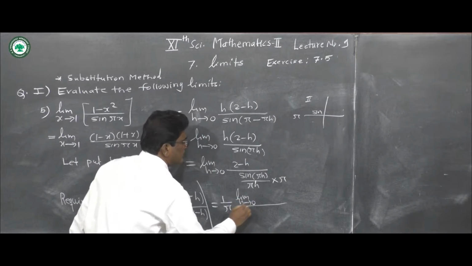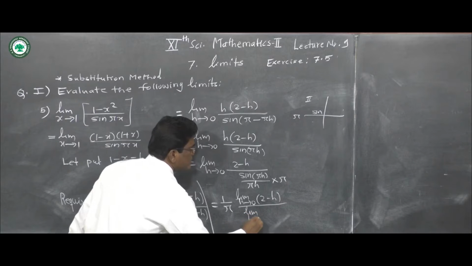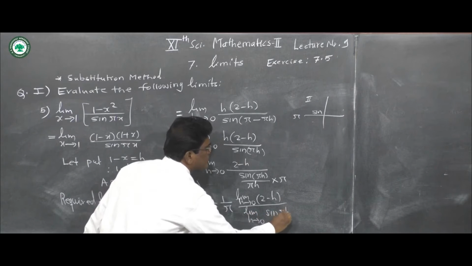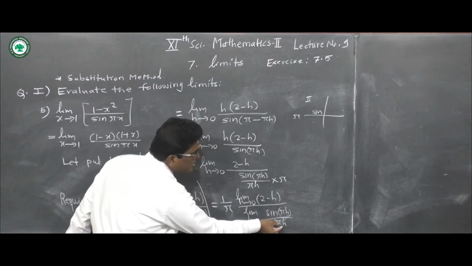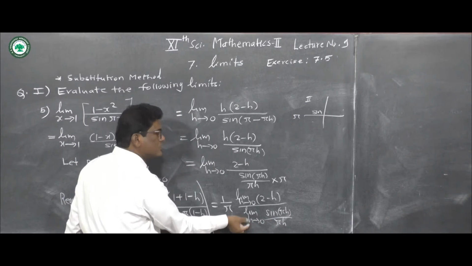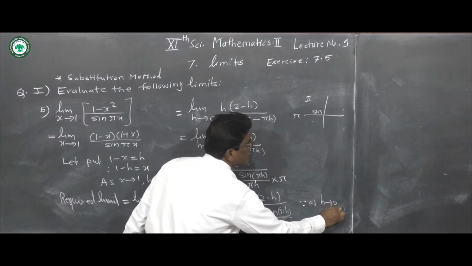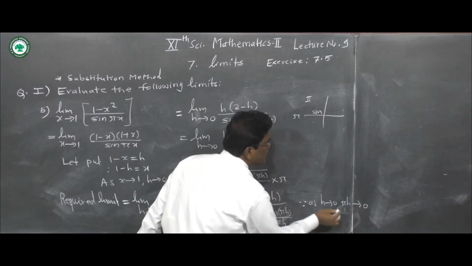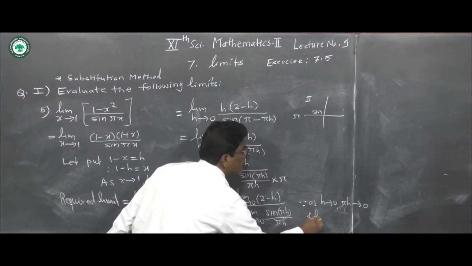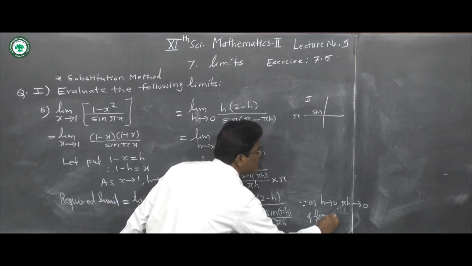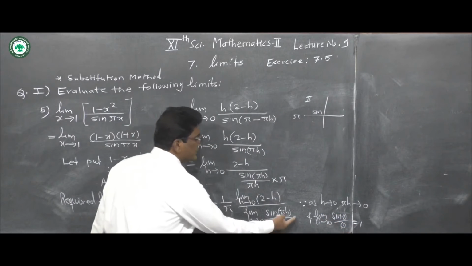Limit as h tends to 0 of (2 minus h), and limit as h tends to 0 of sine of pi h upon pi h. Now for sine theta divided by theta, theta should tend to 0. So we may write here the reason: as h tends to 0, pi h also tends to 0, because if we put h as 0, pi into 0 is 0. And using the standard formula, limit theta tends to 0 of sine theta divided by theta is equal to 1. Therefore the value of this is 1.